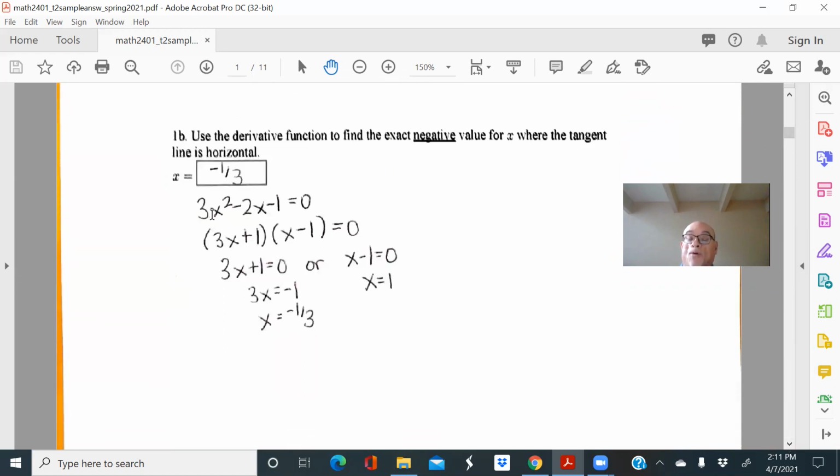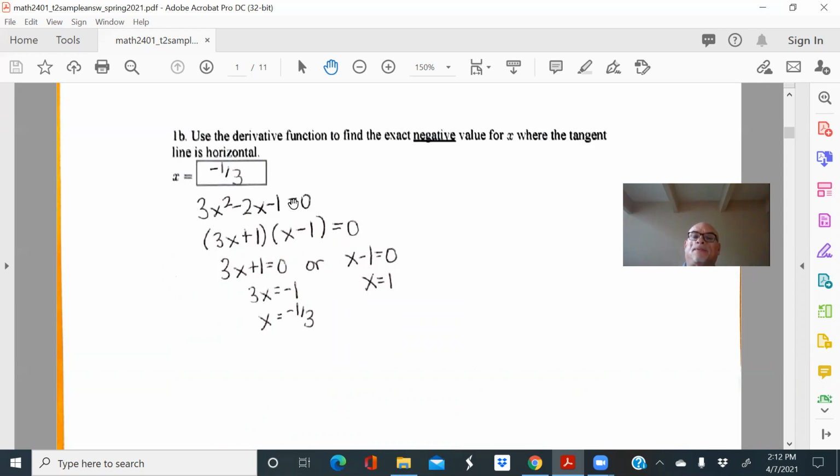Because a horizontal tangent line is going to have slope 0. And remember, the derivative is what we use to find the slopes of tangent lines. So we would simply take that derivative that we were given, 3x squared minus 2x minus 1, and set it equal to 0. This is a very common process in calculus, taking the derivative and setting it to 0.